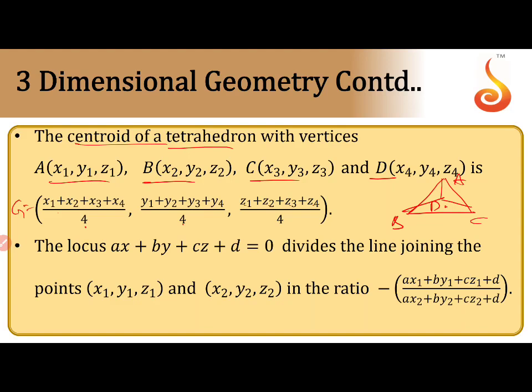Next is the plane, not locus. The plane ax plus by plus cz plus d divides the line joining two points in the ratio m by n. And in what ratio does the plane divide the line joining the points? So that means there is a line joining. The ratio will come from this formula: minus (ax1 plus by1 plus cz1 plus d) by (ax2 plus by2 plus cz2 plus d). That is the next formula I can remember. Wherever it comes up while solving problems, I will explain it once again.